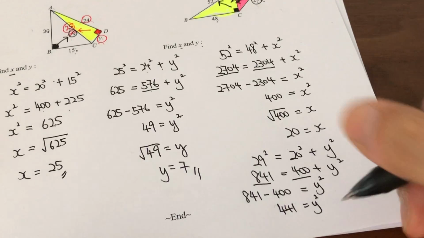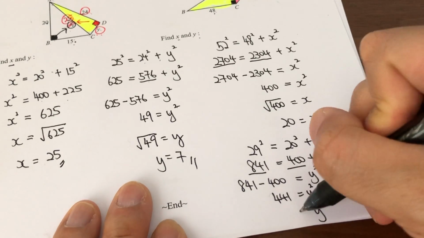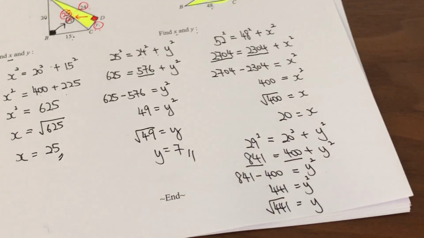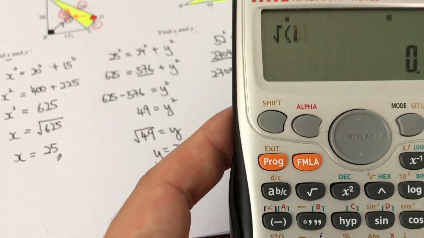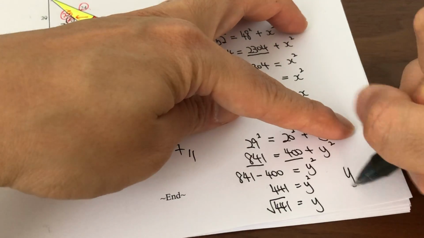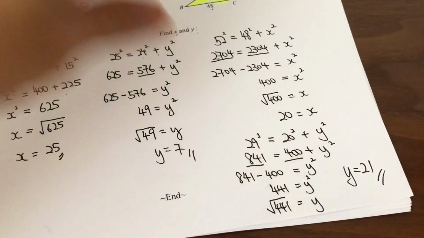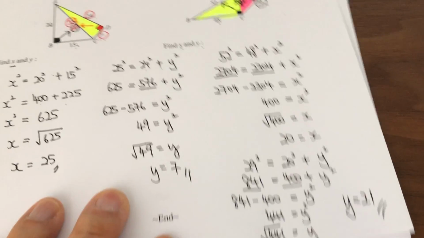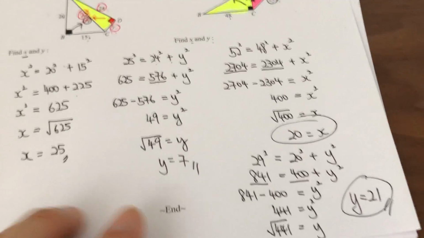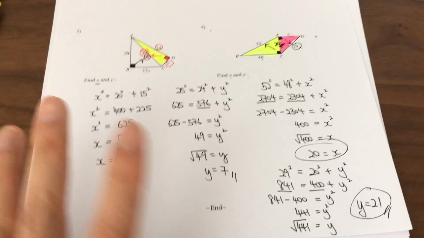Right? Then it means that y equals the square root of 441. The square root of 441 is 21, so that we have y equals 21, and then we could stop here. Okay, so x is 20 and y is 21. Is it more clear now?